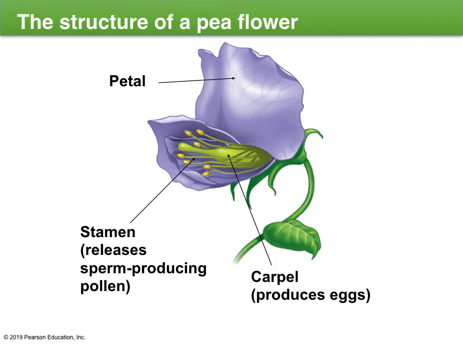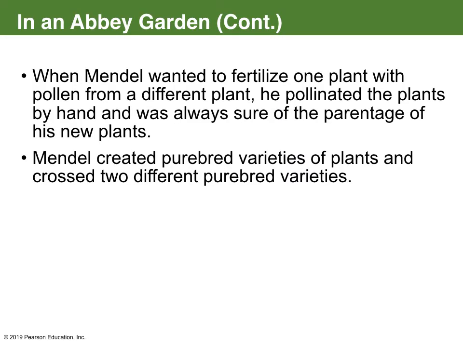Well, when Mendel wanted to control things, say he wanted to fertilize one plant with pollen from a different plant, he did it by hand. So instead of having bees pollinating as you would normally see, you could basically take a very small paintbrush and pick up the dusty pollen from the stamens and then deliver it manually to the carpels. This way, he was always sure of the parentage of the new plants.